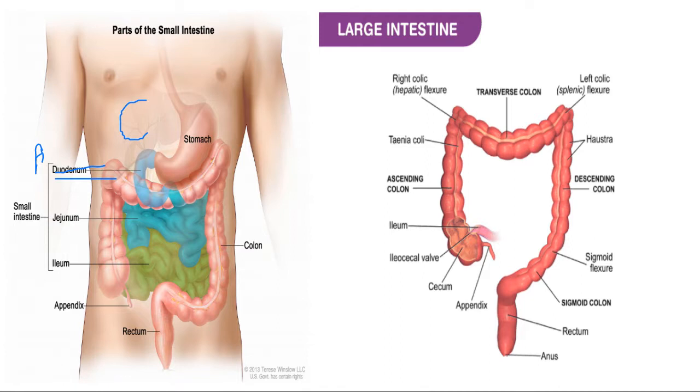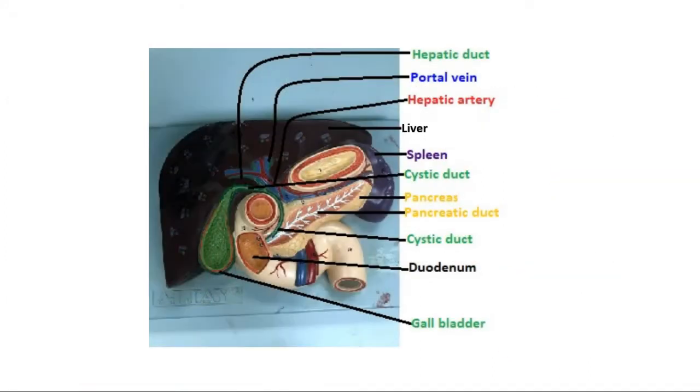And this is the large intestine. In the large intestine, you should know the parts of the large intestine. What do you mean by cecum? The rest of all the questions will come from the theory part. Here the plain picture will come. Suppose only this marking is here.